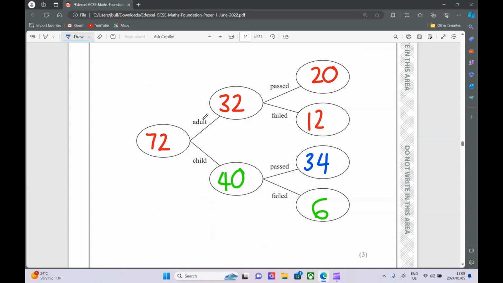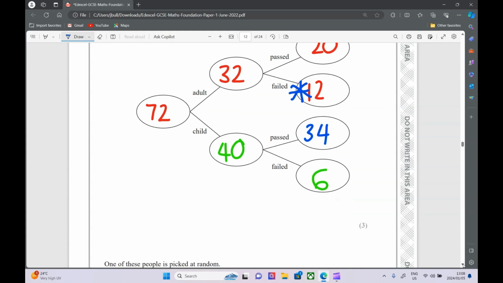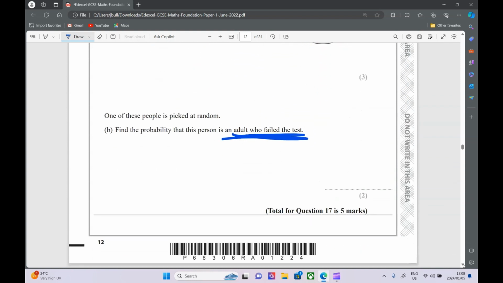So we go to the adult branch. Adults who failed is this one here. So there were 12 adults who failed the test. So that is always what we put at the top. So our probability is there's going to be 12 adults who failed out of how many in total? We said there were 72 people in total. And that is going to be our answer. With probability, you don't have to simplify, so you can just leave it as that.